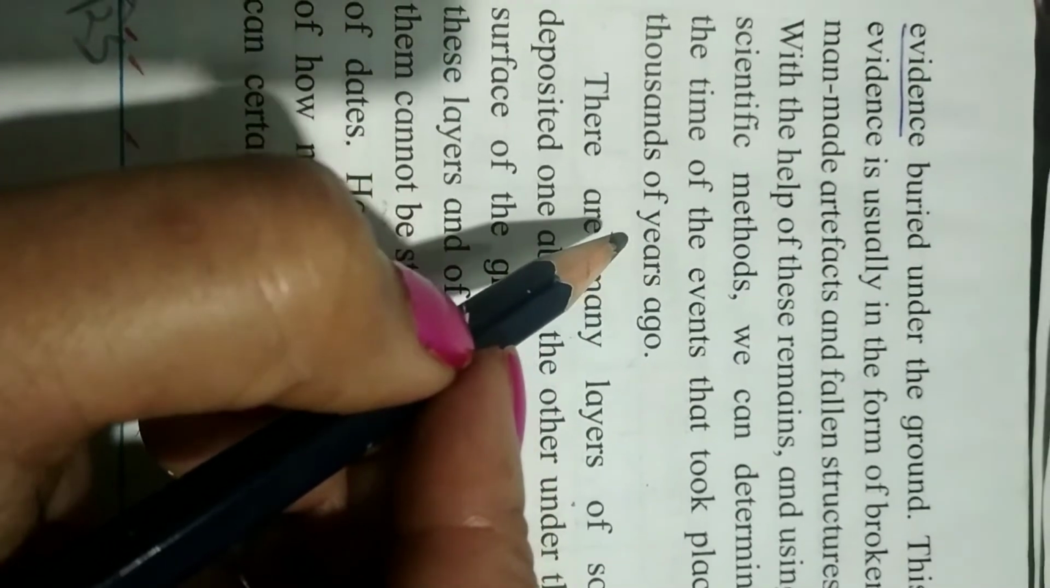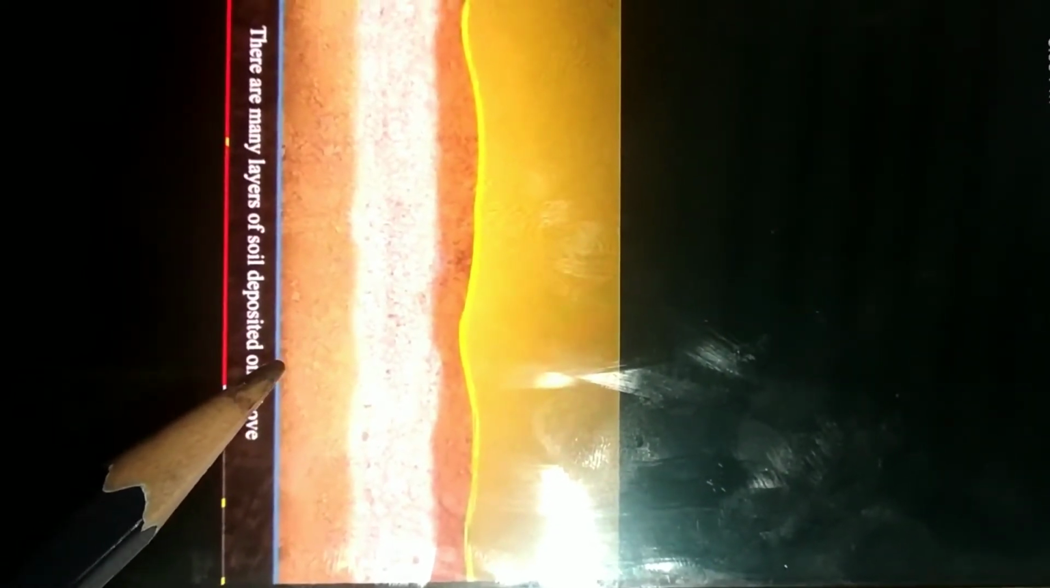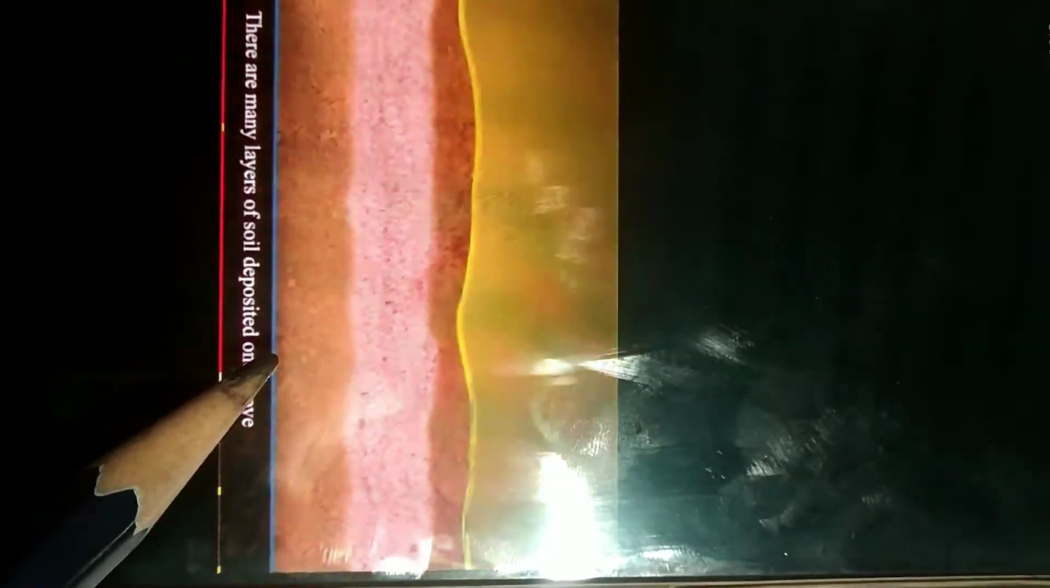So see, there are many layers of soil deposited one above another under the surface of the ground. The period of these layers and the remains found in them cannot be stated definitely in terms of dates. However, rough estimates of how many years ago they existed can certainly be made using scientific methods. You can see here the remains, the evidence deposited in the soil.